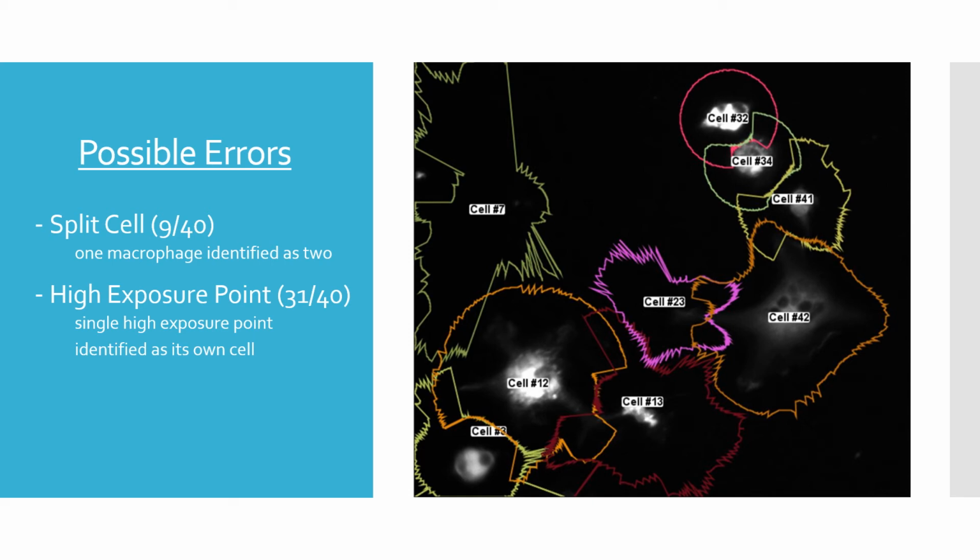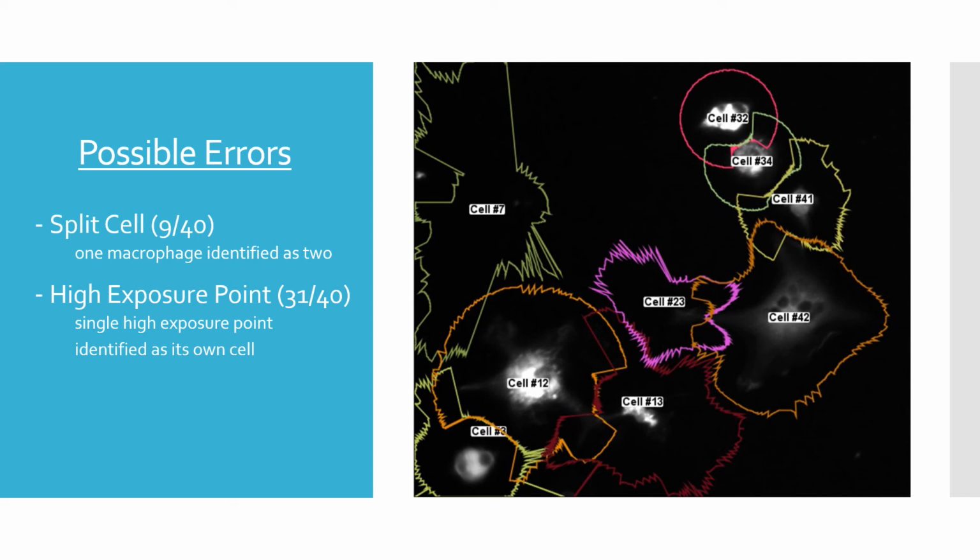During analysis, we determined 2 different types of short-lived errors that seem to be occurring. Split cell errors, like cells 12 and 13 in this image, show one macrophage being identified as 2 separate cells. The other type is high exposure points that are often too small for us to notice, but are identified by the program as their own cell, like cells 7 and 23. These types of errors contribute to the incorrect number of macrophages per frame calculated by the automatic program.